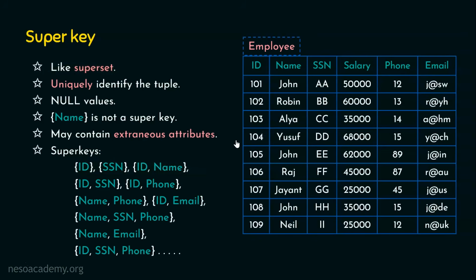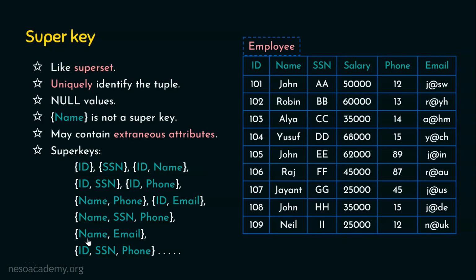And that's why I told you this super key may contain extraneous attributes. In this case, ID alone is enough, or I can combine it with other attributes. This is actually a superset. It may have n number of super keys. So anyway, why do we want all these super keys? Just to uniquely identify the tuple.